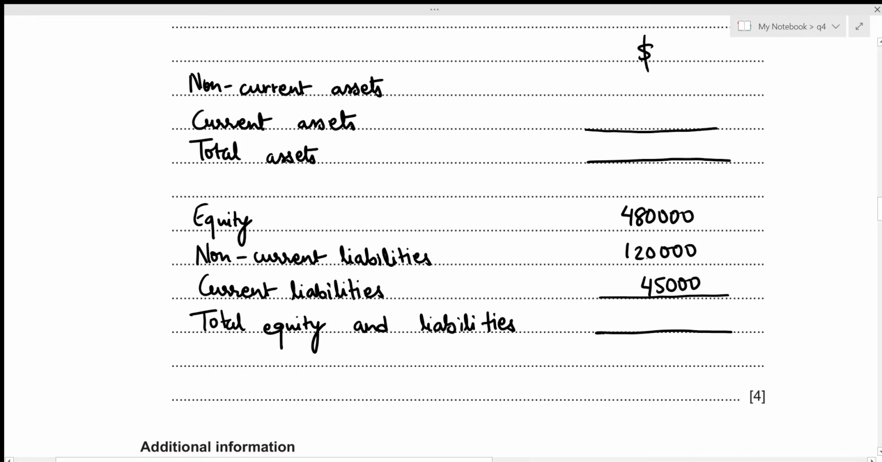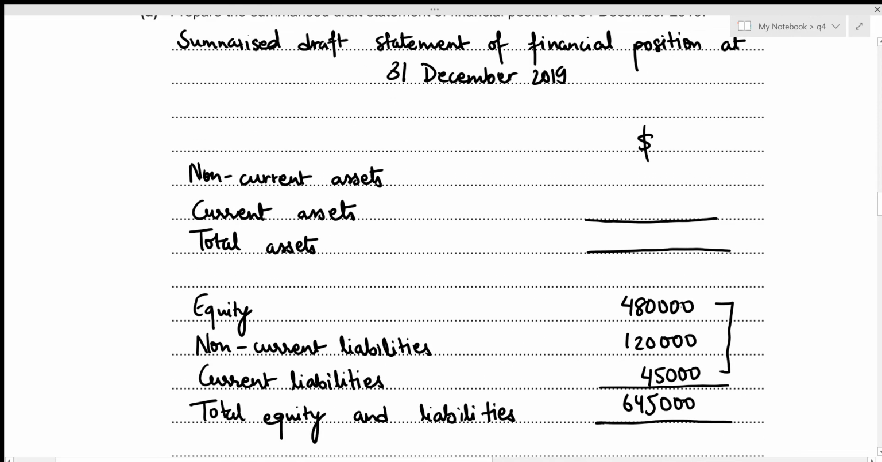Now we can easily figure out the value for the total equity and liabilities by just adding these three values. So that's going to be 480,000 plus 120,000 plus 45,000, which results in the value of 645,000. And we know that in a statement of financial position, the total assets is always equal to the total equity and liabilities. So we can say that total assets will also have the value of 645,000.